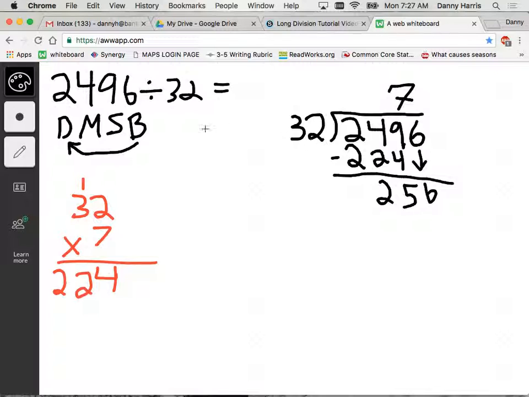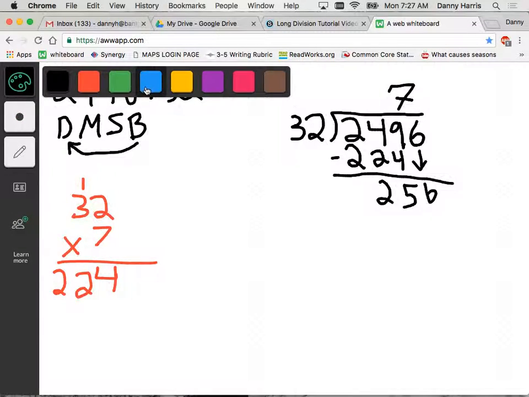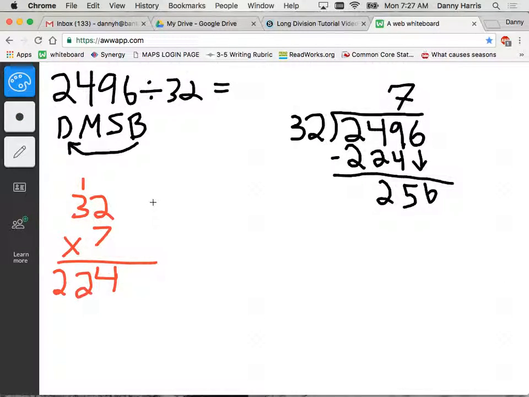256 divided by 32. Now, here's why I told you it's important to not erase the work you've already done, because we actually already solved that problem. But just to make sure, let's try it again, just to double check. I already know that 7 groups of 32 is 224. So I'm going to try 8 groups of 32 because 256 is just a little bit bigger.